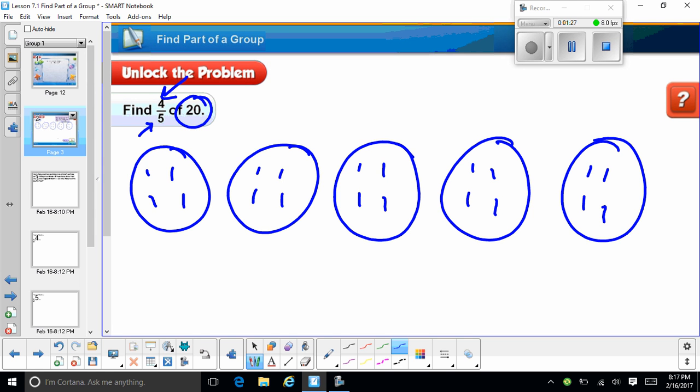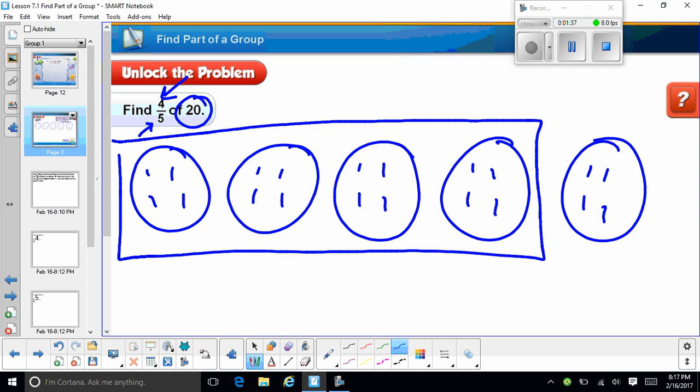My numerator tells me I want to section off 4 of these groups. So I'm going to draw a rectangle around these 4 circles. To find my answer, I then need to count how many pieces I have in each of these circles. If I have 4 in here, and 4 in here, 4 in here, 4 in here, my answer is going to be 12. Let's go ahead and take a look at another question.